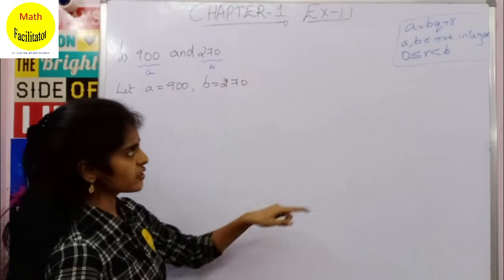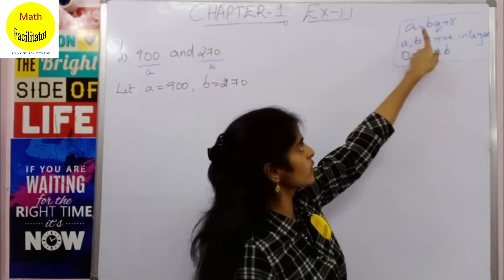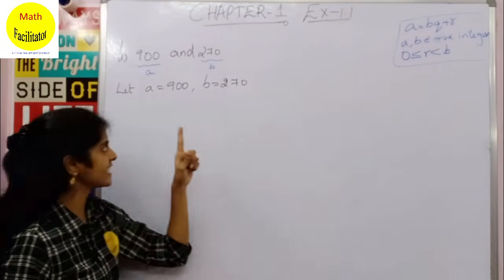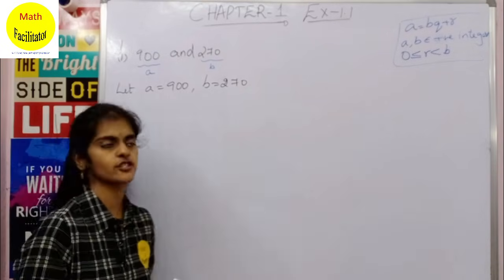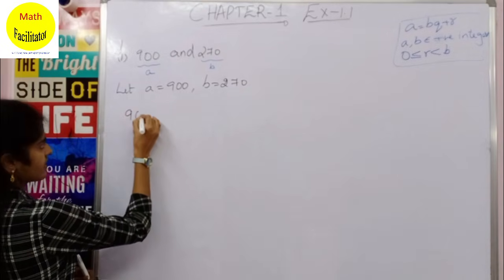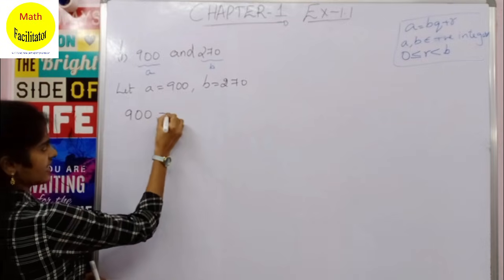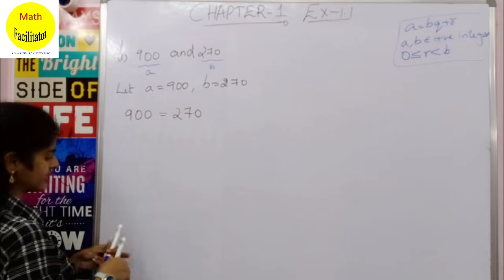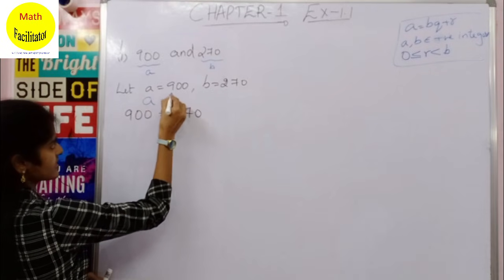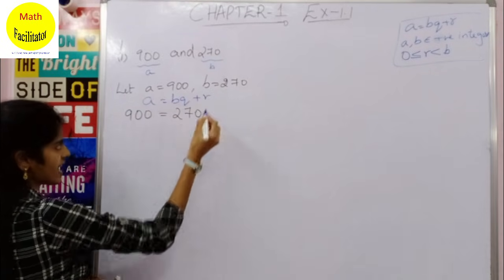Now what is Euclid's division algorithm? A is equal to BQ plus R. You can write any positive integer A as BQ plus R. So let us write it here. A is nothing but 900, and you can write it as BQ plus R.